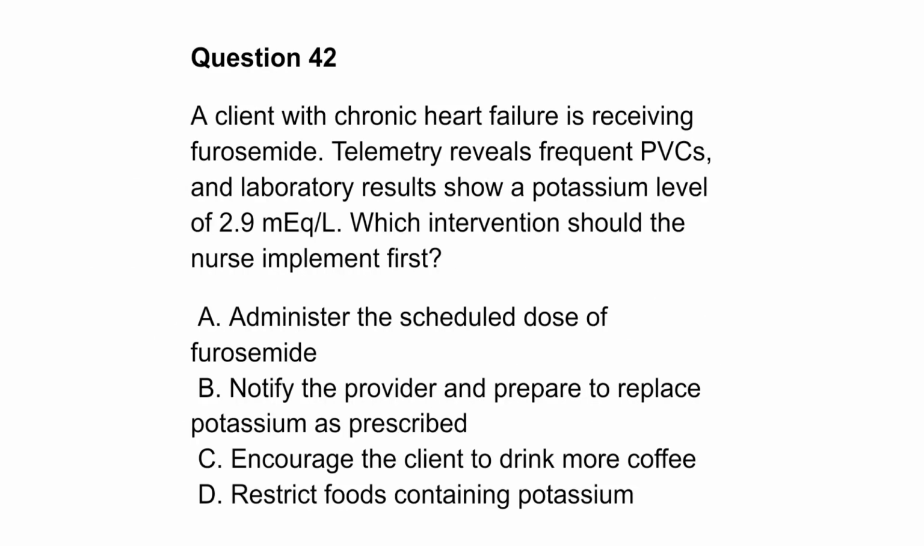Question 42. A client with chronic heart failure is receiving furosemide. Telemetry reveals frequent PVCs, and laboratory results show a potassium level of 2.9 milliequivalent/L. Which intervention should the nurse implement first? A. Administer the scheduled dose of furosemide. B. Notify the provider and prepare to replace potassium as prescribed. C. Encourage the client to drink more coffee. D. Restrict foods containing potassium.